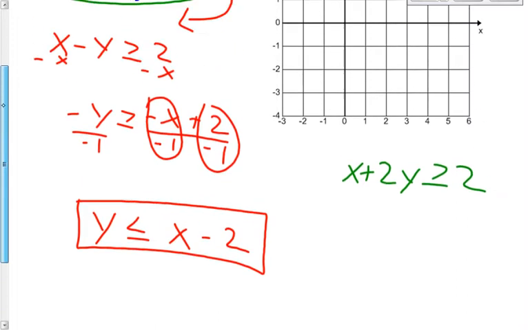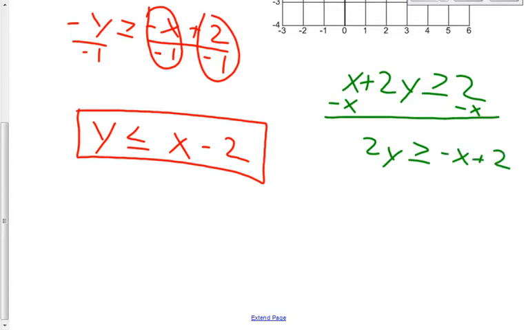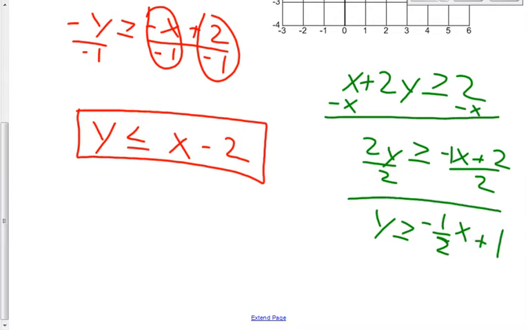Let me just make sure I wrote that right. All right, so let's get y all by itself. Subtract an x from both sides. 2y is greater than or equal to a negative x plus 2. And then if I divide both sides by 2, I have y is greater than or equal to a negative 1/2 x. There's a 1 in front of that x. And then 2 divided by 2 is a positive 1. So we're going to graph both of these lines, and then we're going to shade accordingly.